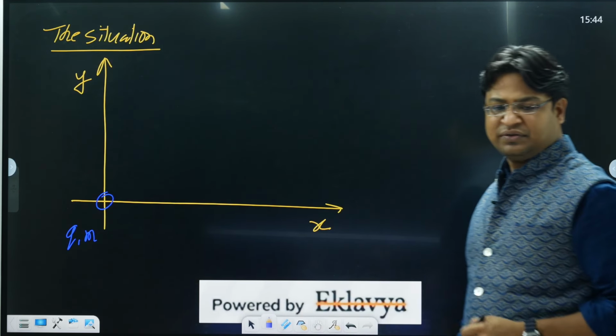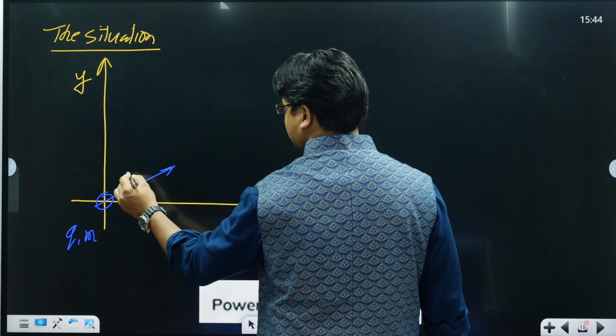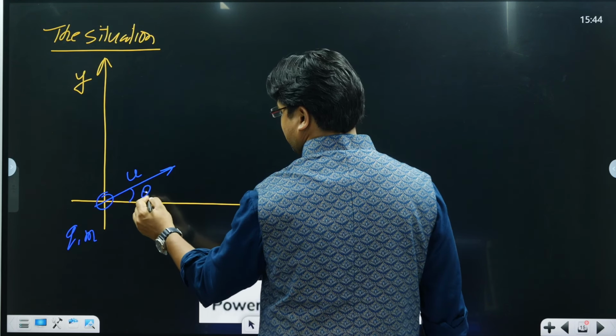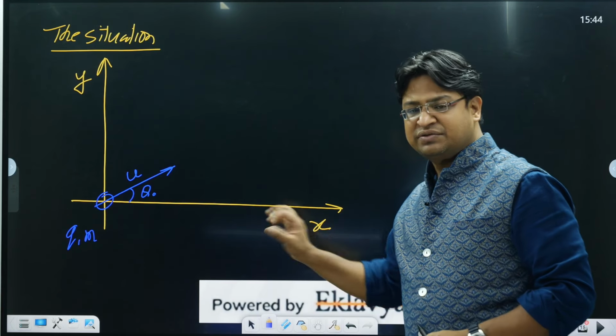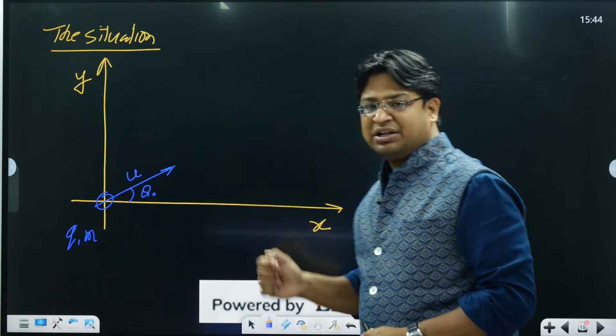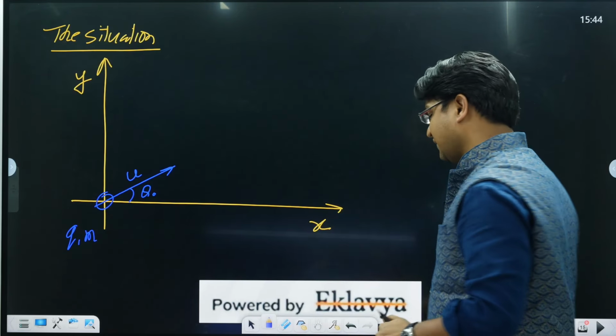Consider the charge to be positive. Let's say we projected it with a velocity u at an angle theta naught, like this. We projected it in a viscous medium, ignore gravity, and let's say there is a magnetic field also.